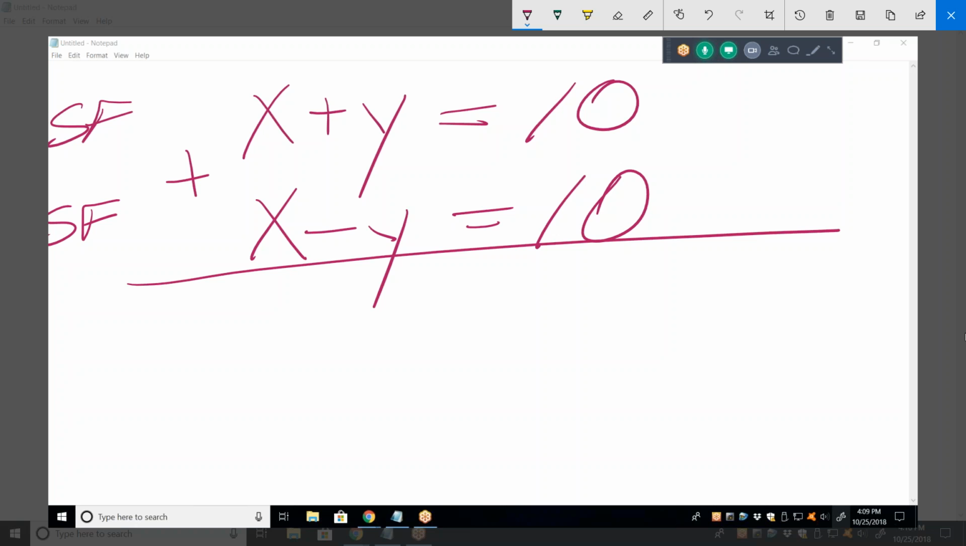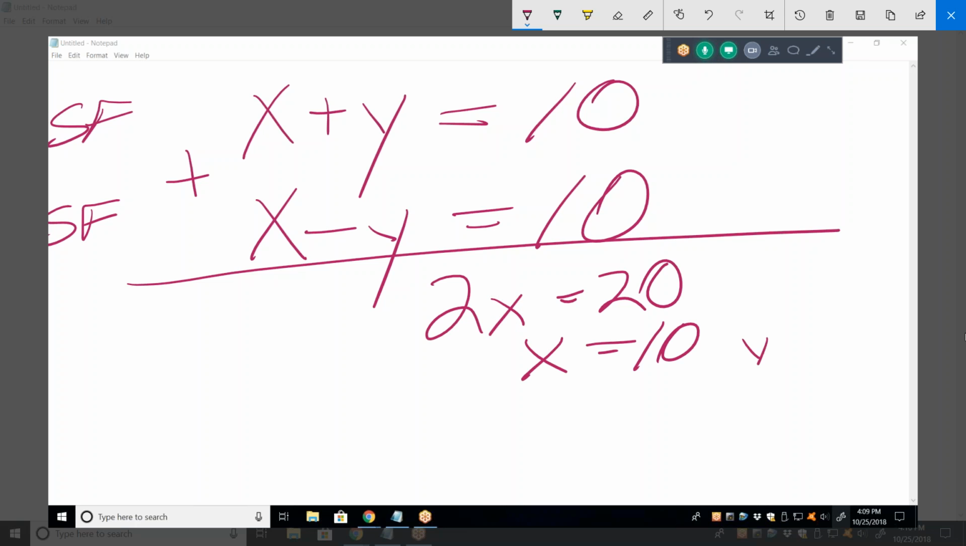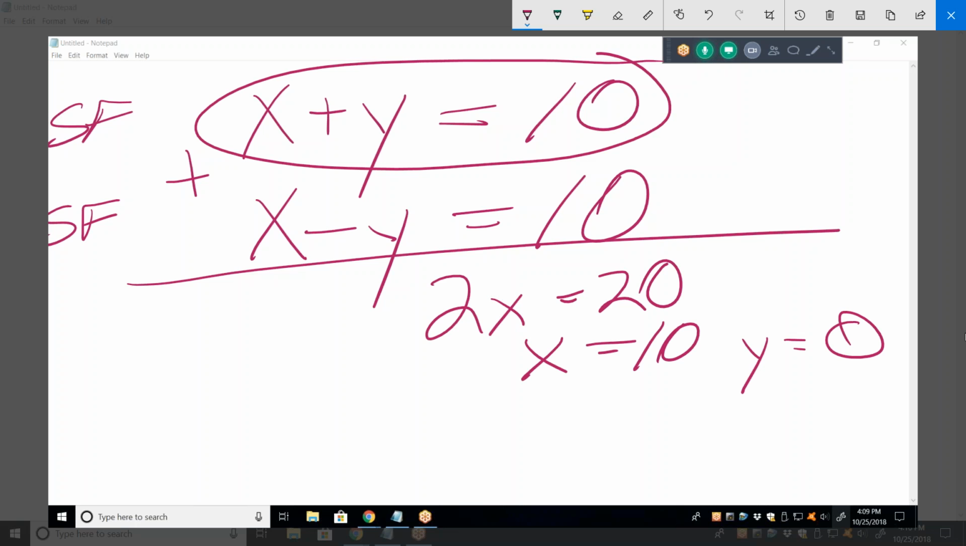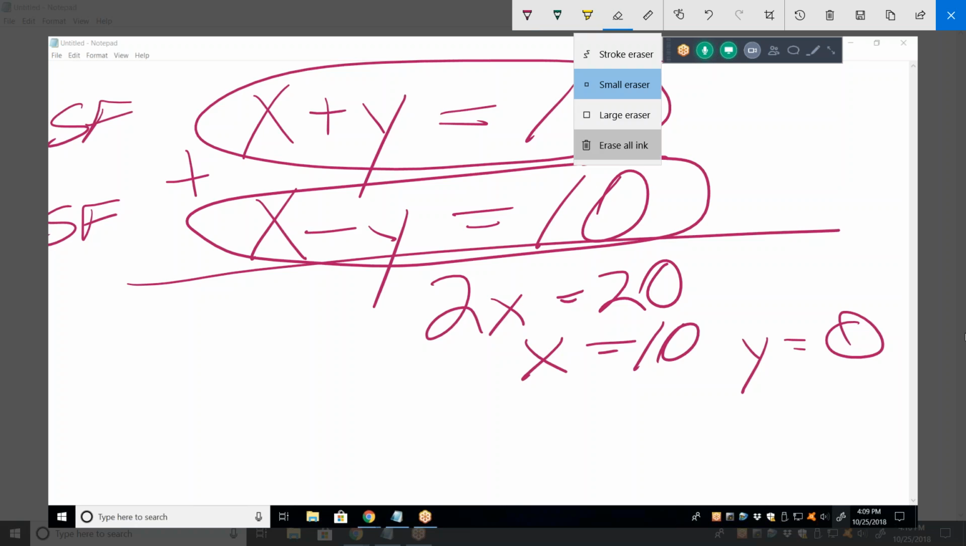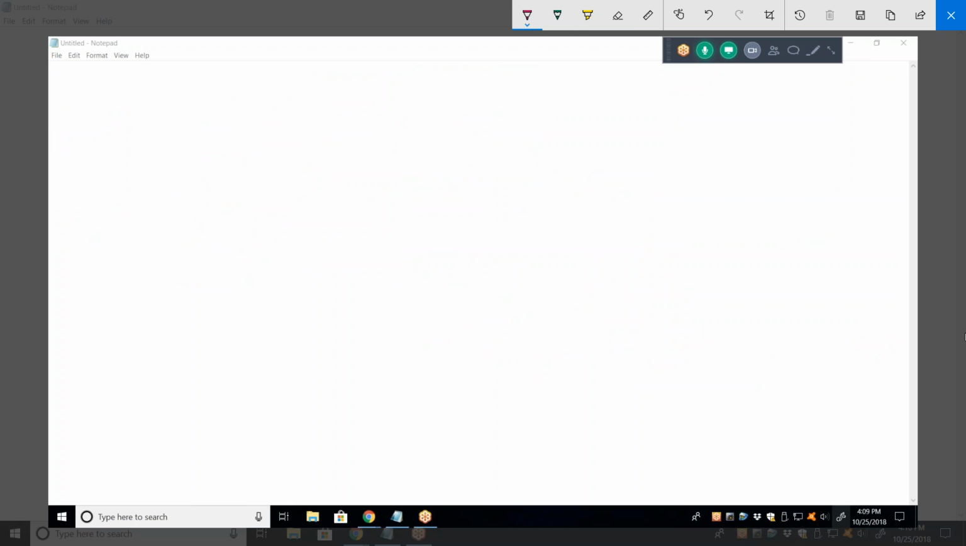when I add these two equations, what do I get? 2x equals 20. Yeah, correct. Which means x equals 10. When x equals 10, what does y equal? 0. And that works for both of them. That is a solution for that. That is a solution for that. So that's one. Very simple one. Let's do another one.